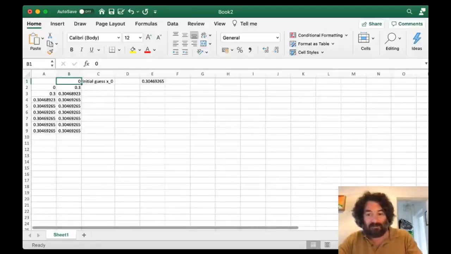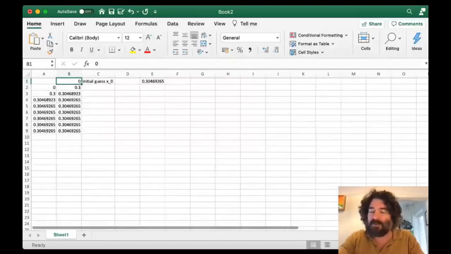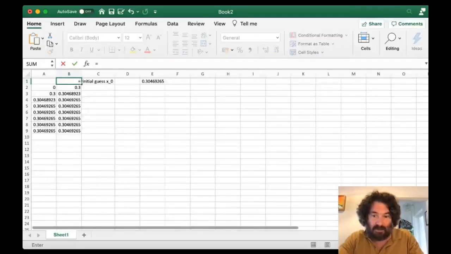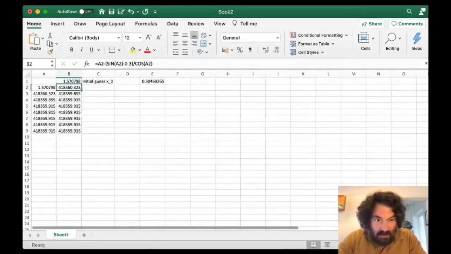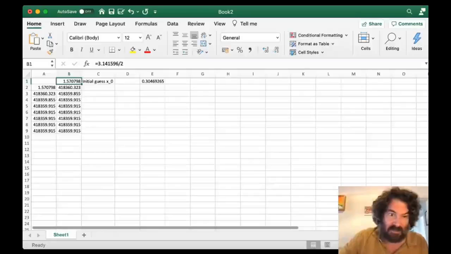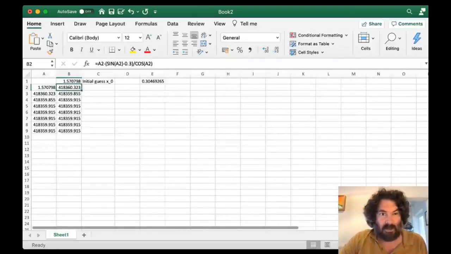The derivative is cosine in this case, so let's make the initial guess something close to where cosine is 0, which is pi over 2: 3.14596, approximately pi over 2. If we make this the initial guess, you can see that the method behaves quite differently. It goes out to a very large number, and then it appears to stop there.